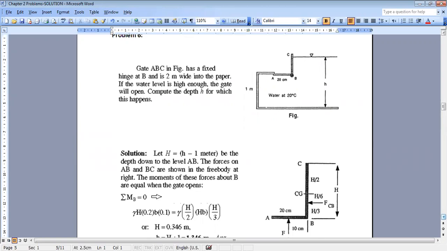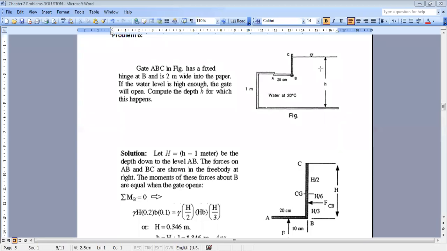Okay, so in this problem, this is gate ABC. It's our gate here, and it's hinged at B. And as you can see from the figure, it's clear that if you apply a couple in the clockwise direction, the gate will not move, because look here, you have an obstacle for motion. While if you apply a couple in the counterclockwise direction, you will be able to open your gate, okay?